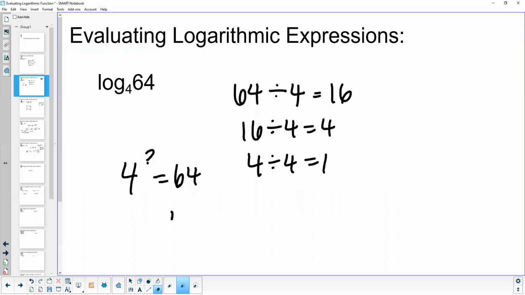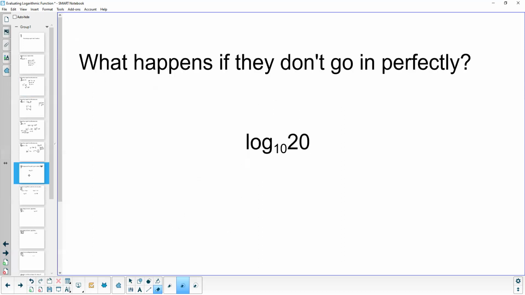So that means that how many times do I need to multiply 4 to get 64? Well, 4 to the power of 3 is 64, or the log base 4 of 64 is equal to 3, because it takes me 3 times to divide 64 by 4 to get 1. And that worked out beautifully. It came out even. But what if we had a question like this one?